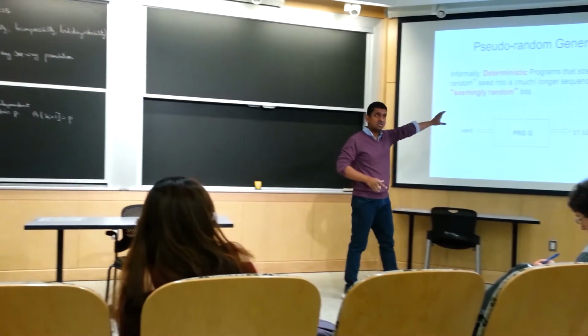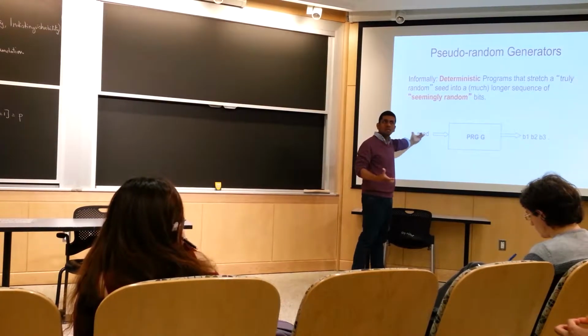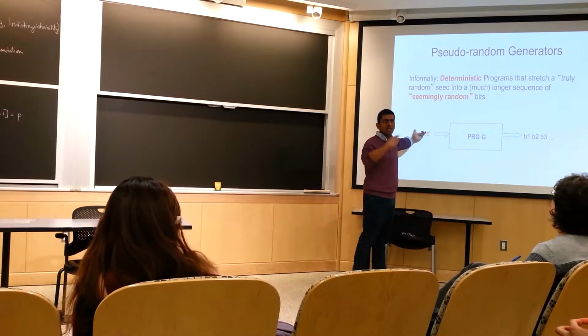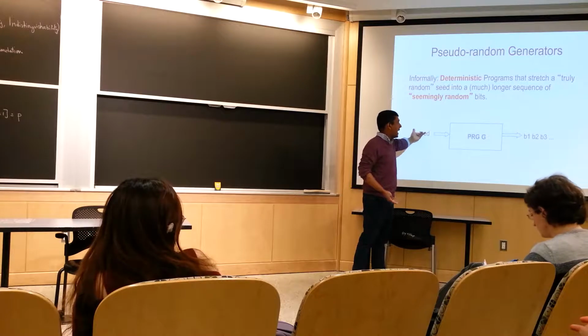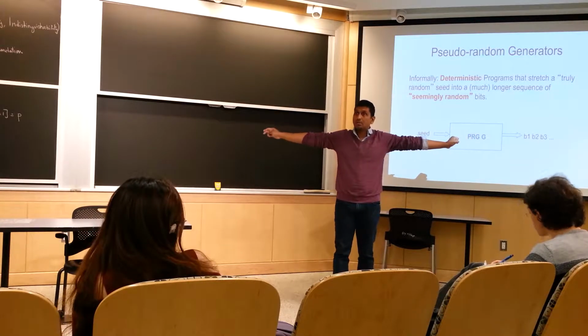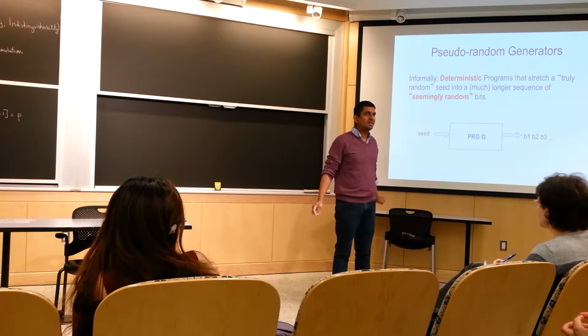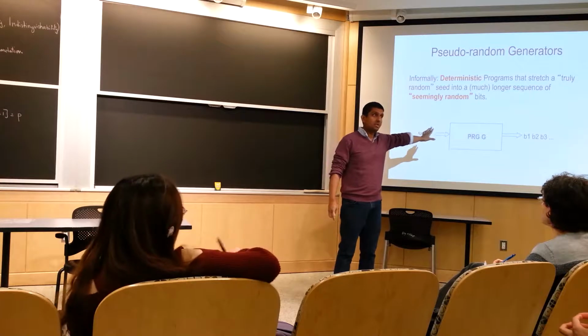One program, one function, G, which takes a small seed, small meaning like n bits, so think of n as 128, like the security parameter, and expands it into a very large, polynomial length sequence of randomness. So n to the 100, okay? Possible, yeah. That's the kind of objective.